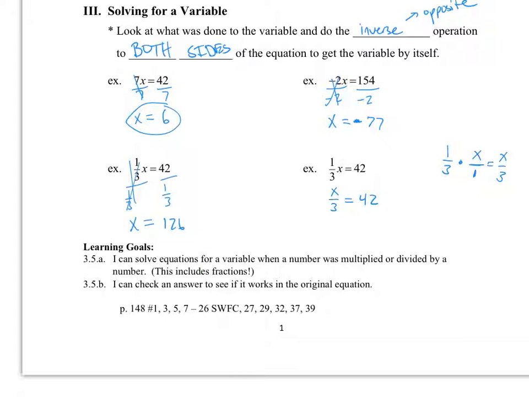So now what's happening to x? It's getting divided by 3. So what's the inverse? Times by 3. And times by 3 is x equals 126. So when you have a fraction, you can multiply your fraction to get a division problem instead. So there are 2 ways to do it.